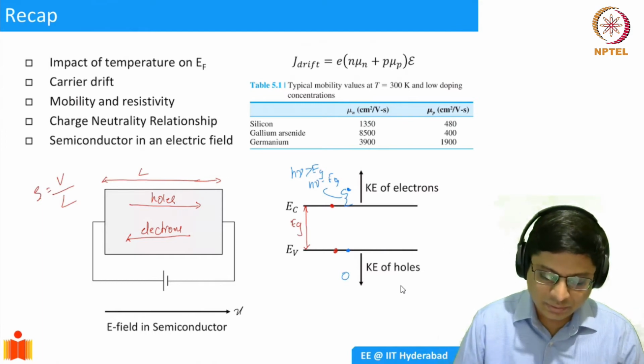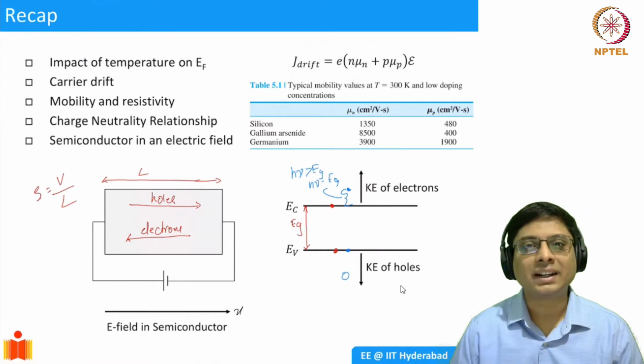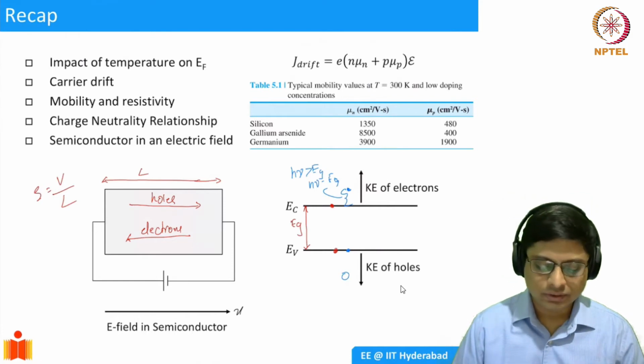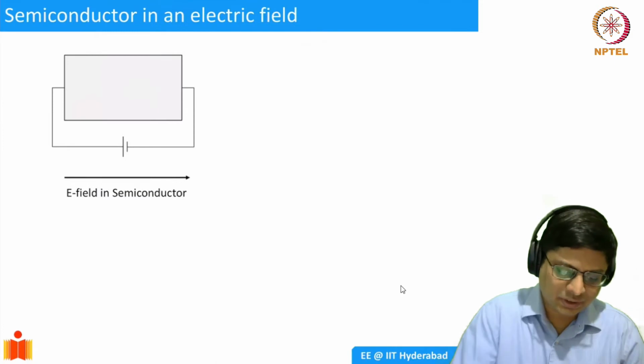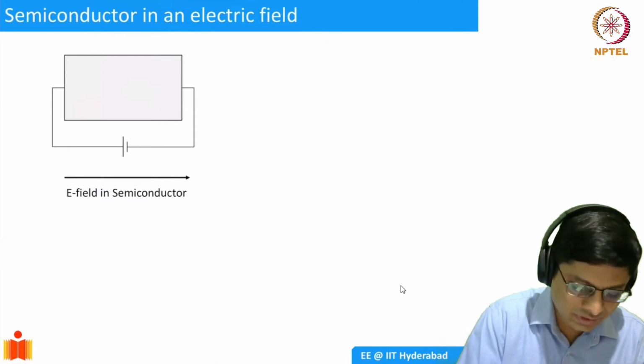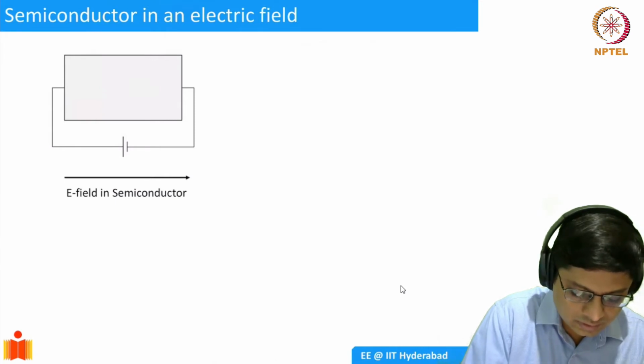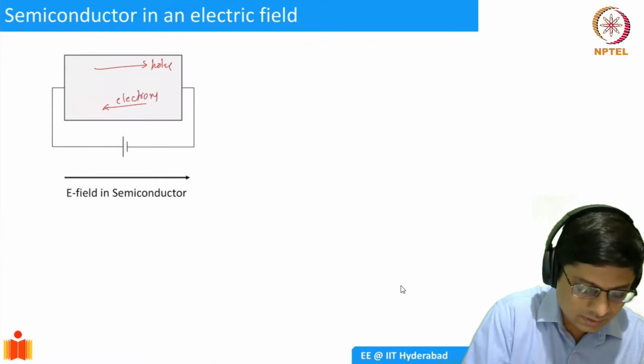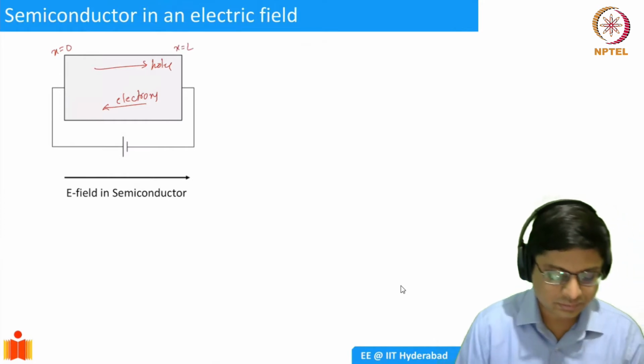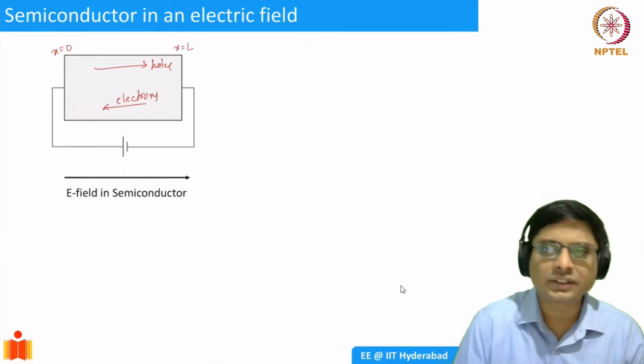Now, we would like to understand how we represent that in a band diagram. Okay. So now, just for the sake of continuity, I have put this diagram again. Let's say we have holes going in this direction and electrons going in this direction. This I'll call x equal to 0, and this I'll call x equal to L. The total length is L.